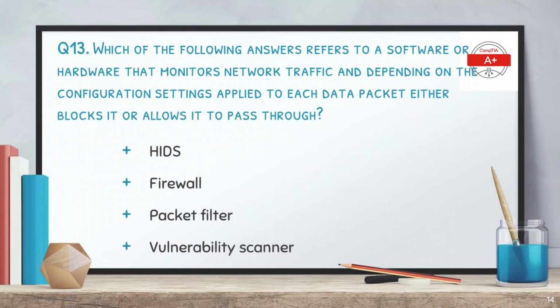Question number 13: which of the following answers refers to software or hardware that monitors network traffic and, depending on the configuration settings applied to each data packet, either blocks it or allows it to pass through? The options are HIDS, which stands for Host-Based Intrusion Detection System, Firewall, Packet Filter, or Vulnerability Scanner. And the correct option is firewall. It is used to monitor network traffic, and it has different policies based on which it can allow or block certain types of traffic or packets.